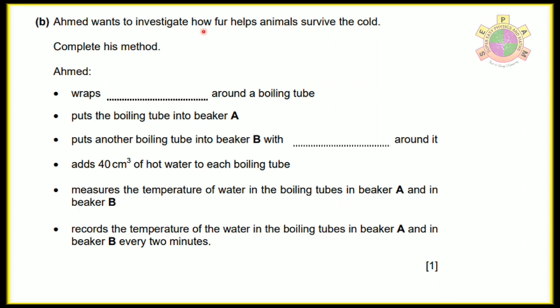Ahmed wants to investigate how fur helps animals survive the cold. He wrapped foam wool round the boiling tube. He put the boiling tube in beaker A. He put another boiling tube in beaker B without wrapping wool round it. He added 40 cm cubed of water to each boiling tube. He measured the temperature of the boiling tube in beaker A and beaker B. He records the temperature of the water in the boiling tube in beaker A and that in beaker B every 2 minutes.